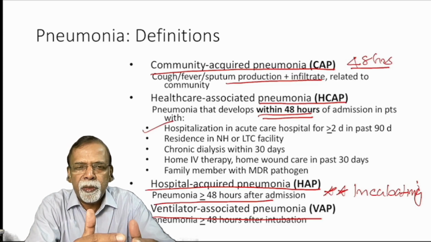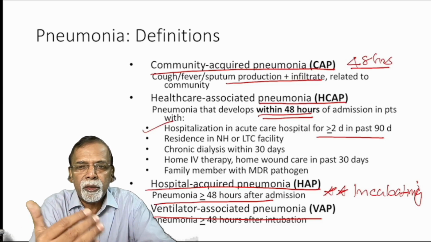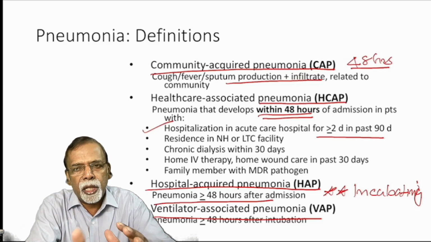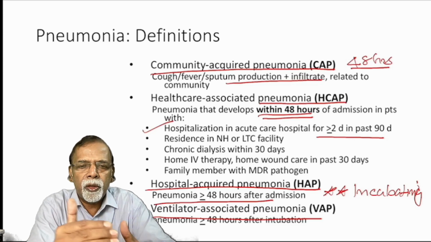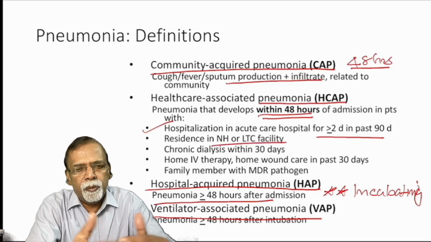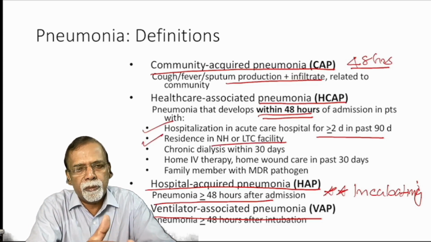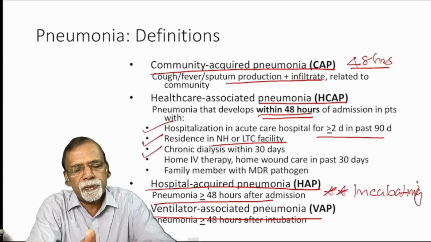That is, the patient may be coming from the community, but the patient had been admitted for more than 2 days during the last 90 days in a hospital. Or he is a resident of a long-term care facility or nursing home. Patient with chronic dialysis within the last 30 days. So somebody is a patient on dialysis coming with pneumonia. This can be considered as healthcare associated pneumonia.